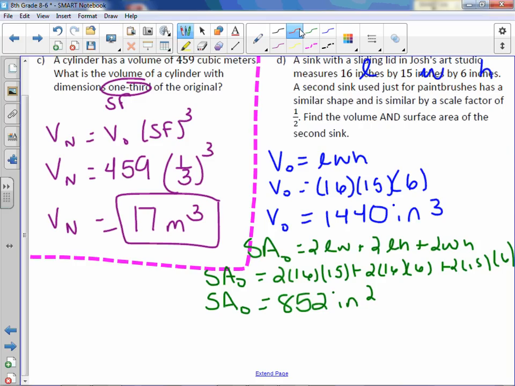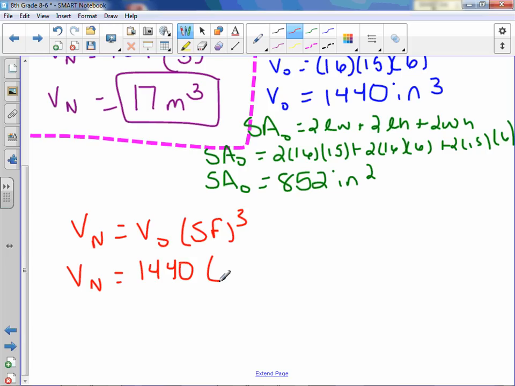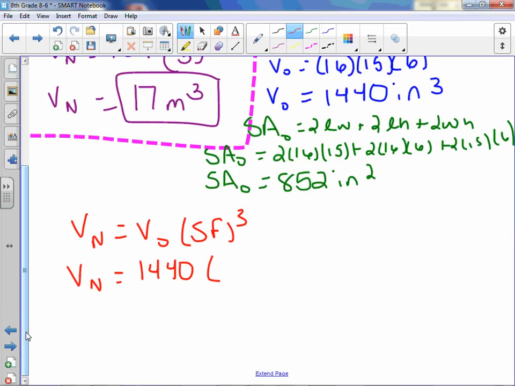Okay. So let's find the volume of our new figure. The volume of our new figure is the volume of the old times the scale factor cubed. Volume of new. The old volume we found to be 1,440. Our scale factor is 1/2. Plug it in, and we get our new volume of 180 cubic inches.